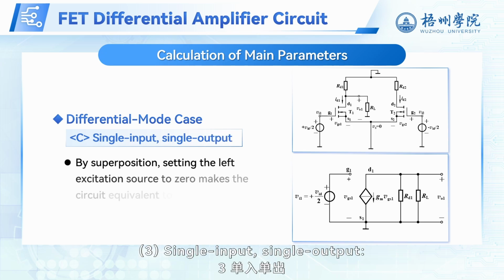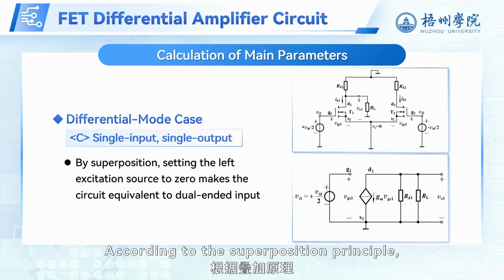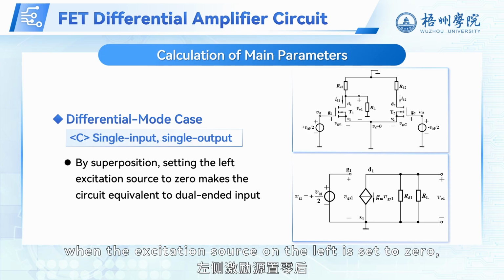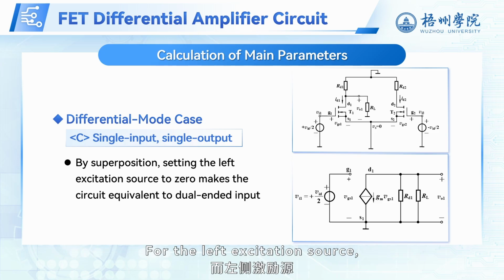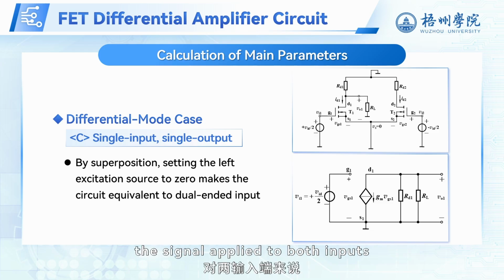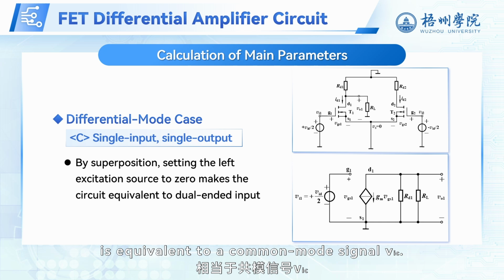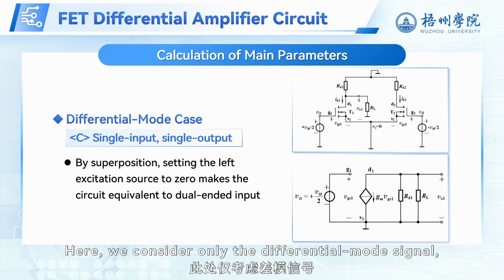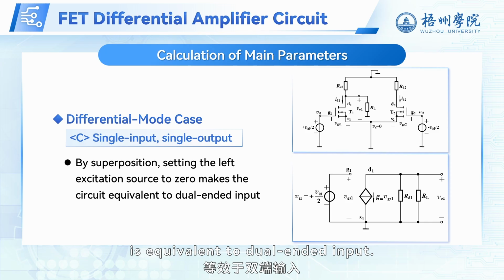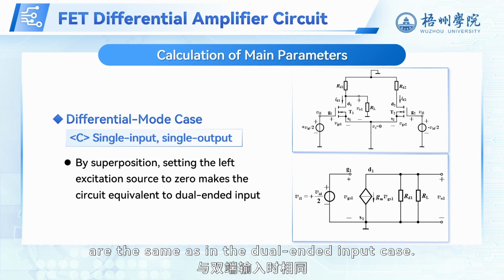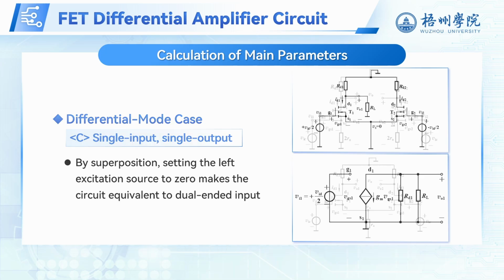3. Single input, single output. According to the superposition principle, when the excitation source on the left is set to 0, the circuit is equivalent to dual-ended input for the left excitation source. The signal applied to both inputs is equivalent to a common mode signal V sub IC. Here, we consider only the differential mode signal, so the differential mode case is equivalent to dual-ended input. The differential mode parameters are the same as in the dual-ended input case.